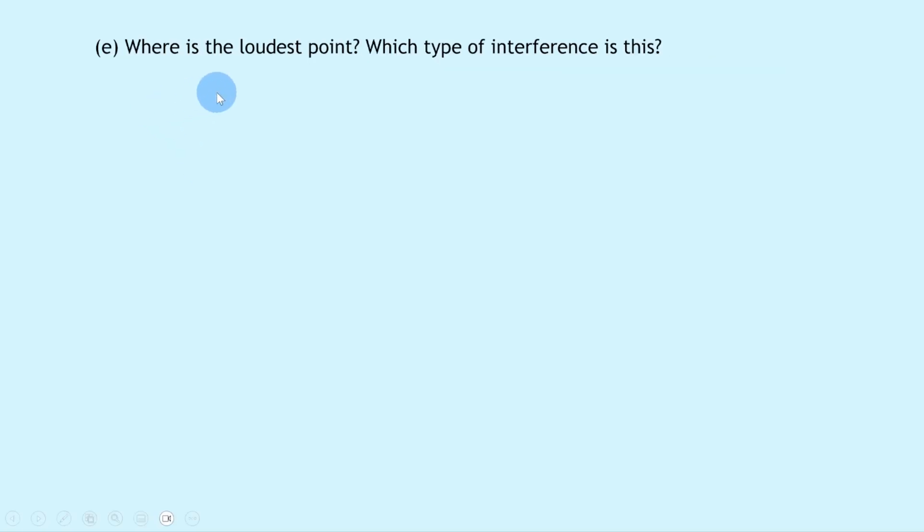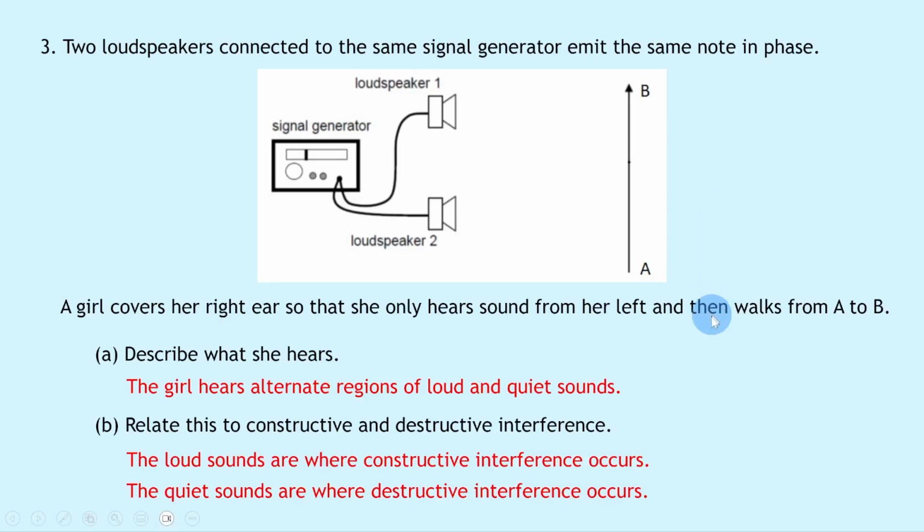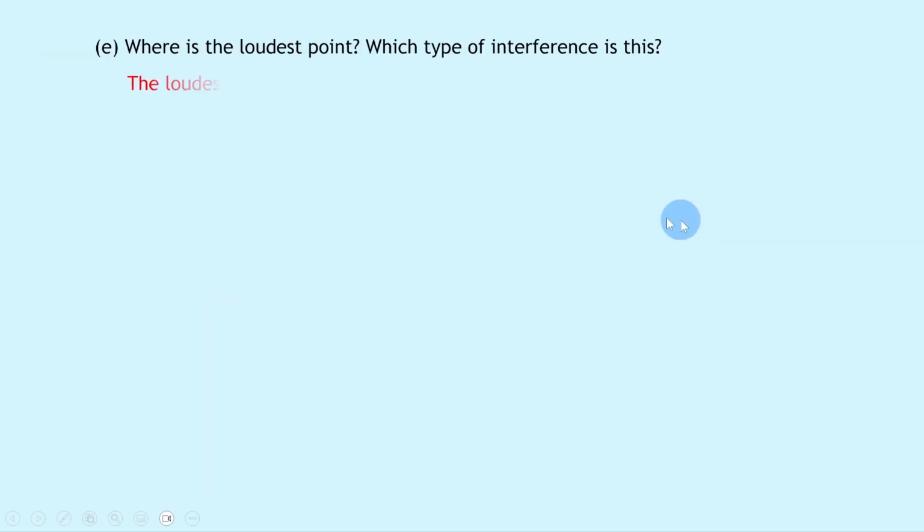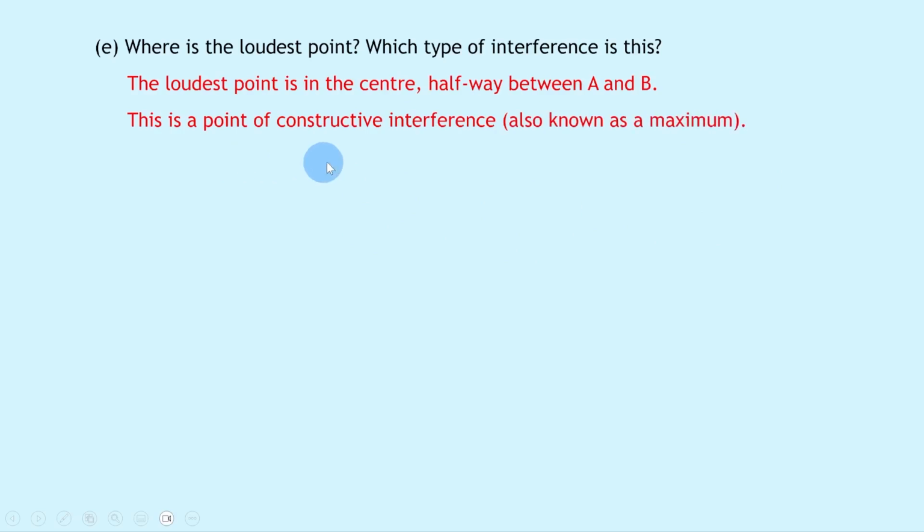And lastly, part E says where is the loudest point? Which type of interference is this? Well, if we look back at the picture, as the girl walks from A to B, she's going to hear alternate regions of loud and quiet sounds, as we said in part A, and remember the strongest signal is going to be detected exactly in the middle at a point of constructive interference. So we could say the loudest point is in the centre, halfway between A and B. This is a point of constructive interference, also known as a maximum.